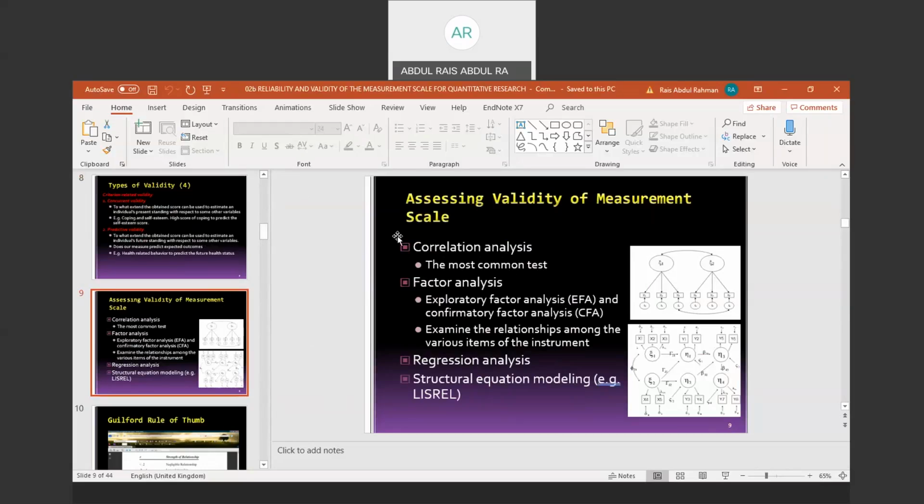So there are several ways you can measure validity. The first of them, which is the most common, tetapi saya mengakui saya kurang pendedahan, is to do correlation analysis. The second one, memang saya ada sikit banyak knowledge, which is to do exploratory factor analysis and or confirmatory factor analysis.